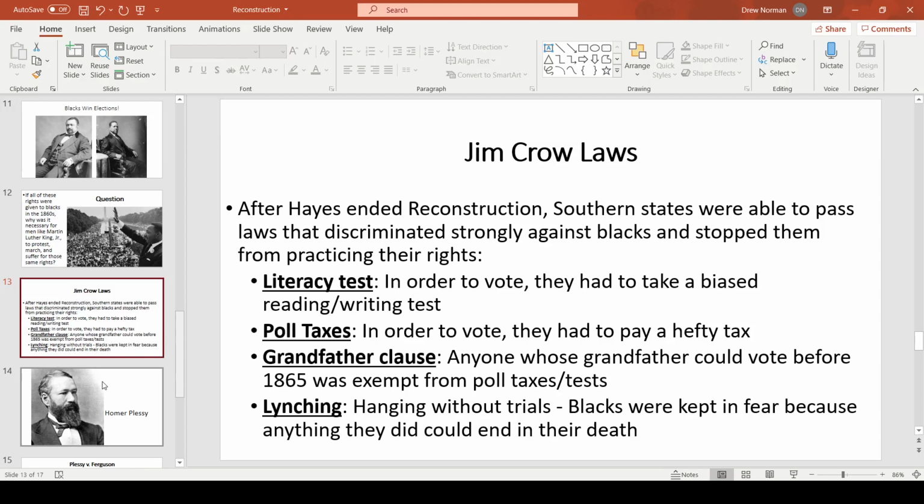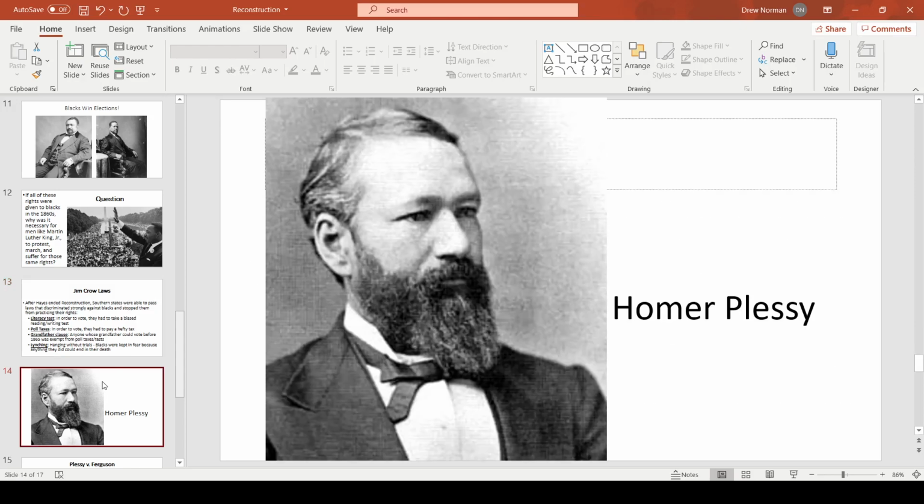Now, if you were another African American and you saw that happening to someone who just wanted to vote, would you think it was worth your life to try to vote or get your friends to vote? Probably not. And so that's why lynching became a very popular way of stopping African Americans from practicing their rights.